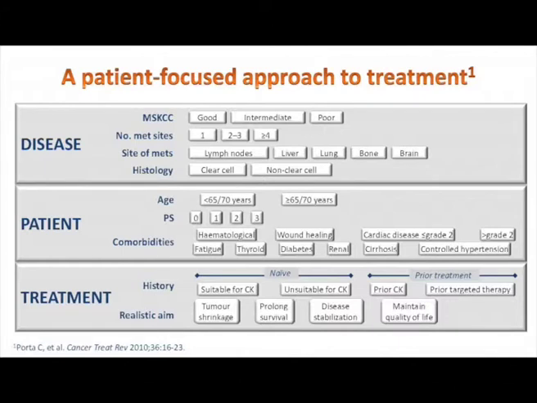So several years ago, with a few friends, we designed this kind of patient-focused approach to treatment, identifying several characteristics related to disease, to the patient, and to the treatment. And then we tried to find the evidence supporting the use of any given drugs in the field of kidney cancer to find the ideal treatment for each different clinical scenario. And I tried to do the same today with sunitinib.